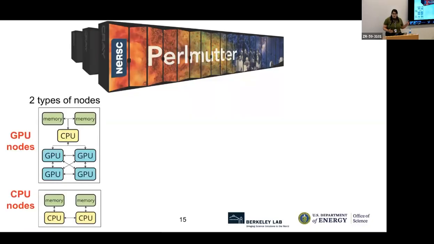So we have 2 types of nodes on our system. We have GPU nodes and CPU nodes. A node is kind of like a unit. Sometimes you could think of it like your computer, like your little laptop. You can use multiple of them, and they're all connected to each other, which is different than a laptop. There are 2 different types here. One of them has 4 GPUs and 1 CPU, and the other one has 2 CPUs. We are going to be using the CPU nodes today. We're not going to be doing anything on GPUs today.